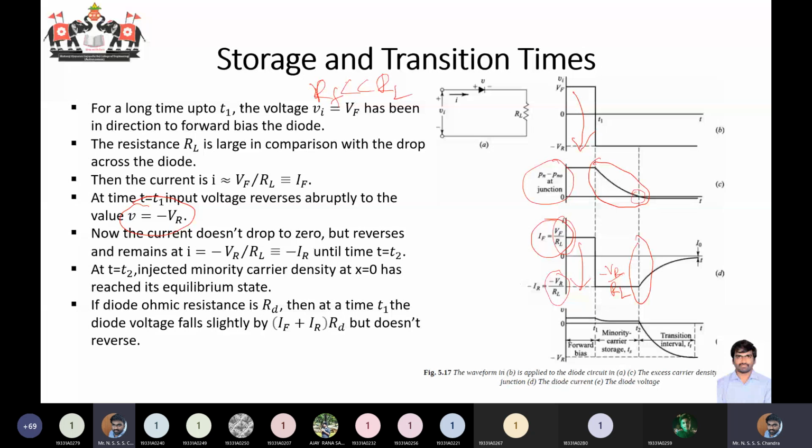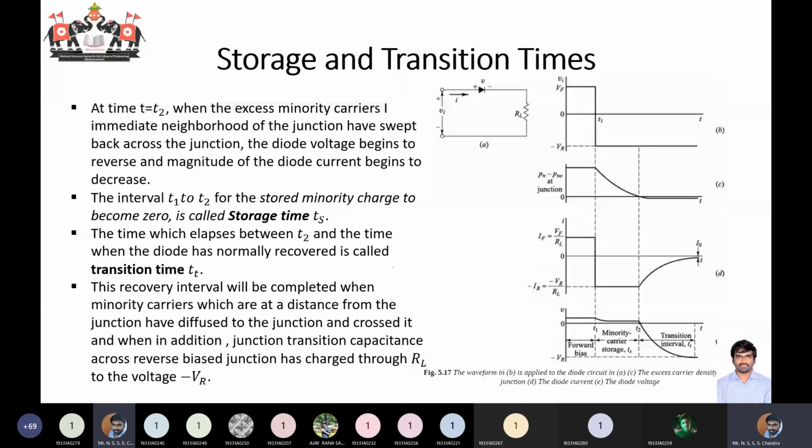The diode ohmic resistance is RD, or RF, anything you can consider. Then at a time T1, the diode voltage falls slightly by IF plus IR into RD, but does not reverse. Next, at time T2, the excess minority carriers in the immediate neighborhood of the junction have spread across the junction, and the diode voltage begins to reverse.